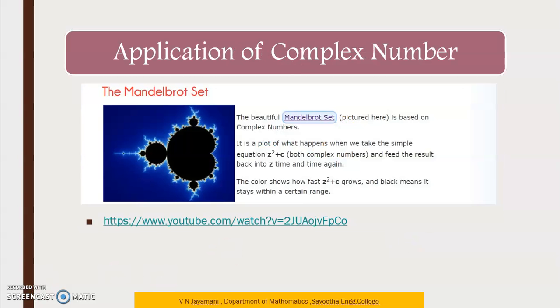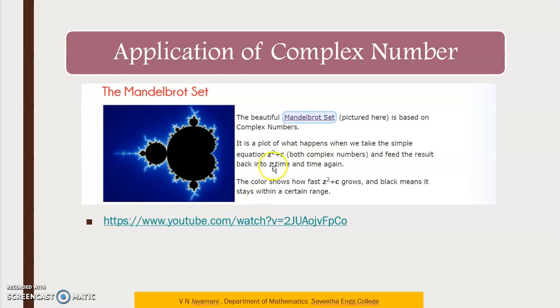Next, we will see the application of a complex number. One good example of an application of complex number is the kaleidoscope. We all had a kaleidoscope in our childhood. In that kaleidoscope, if you view the picture, it will rotate, but the symmetry of the picture will go on interiorly.